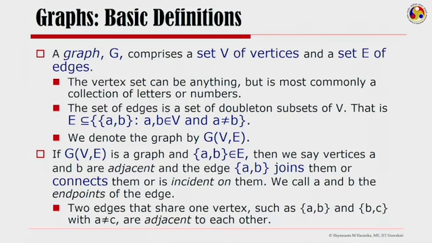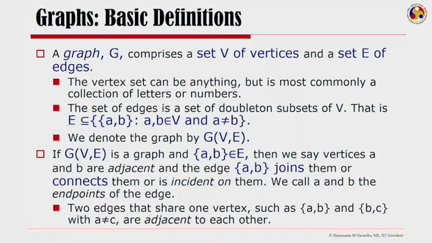You must have looked at graphs before, but for completeness, let me put the definition here. A graph G comprises a set V of vertices and a set E of edges. The vertices can be anything, but are most commonly a collection of letters or numbers. That's the representation. And the set of edges is a set of doubleton subsets of V.